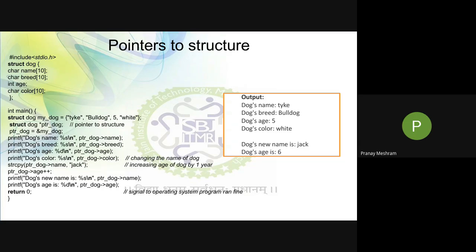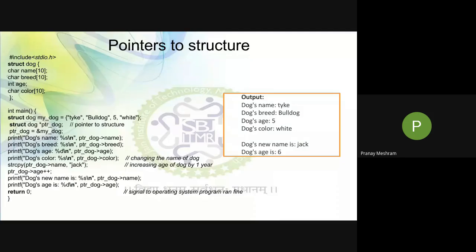So the third line inside the main, you can see here, ptr_dog is equal to address of my_dog. my_dog is a simple structure variable whose address we are assigning into ptr_dog. So now ptr_dog can access the elements of my_dog.